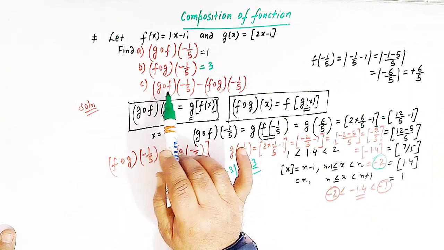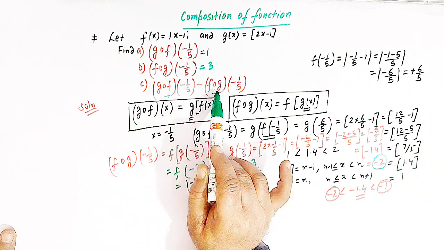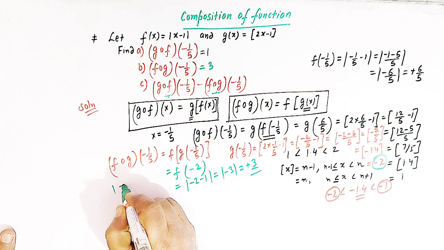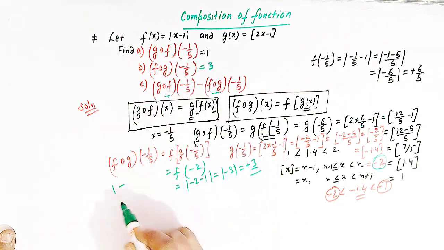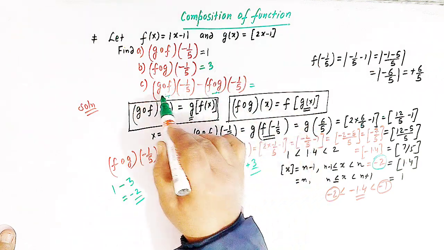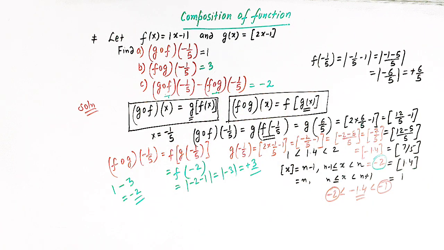So now we have to find the difference between these two expressions. So the first one is equal to 1 and the second one is equal to 3. So we have 1 minus 3, that is equal to minus 2, right? So the value of this expression is equal to minus 2. So this is how by making use of the concept of composition of function, we can find out the values of these type of expressions.